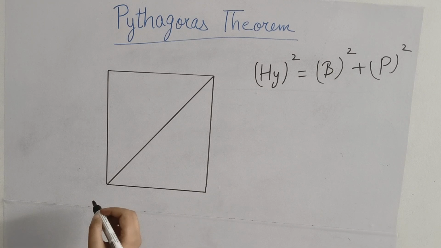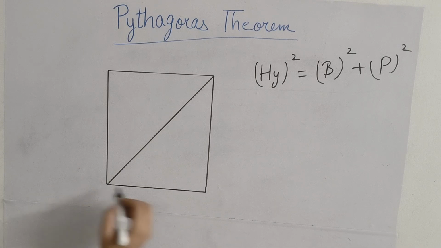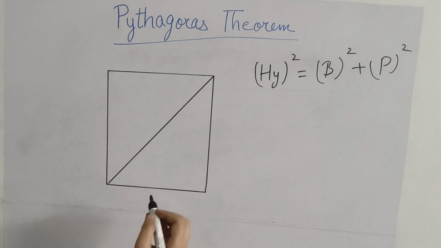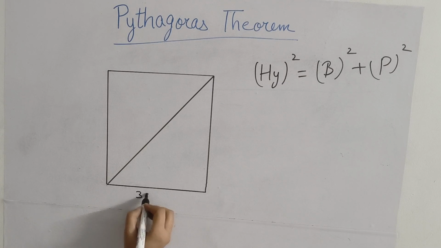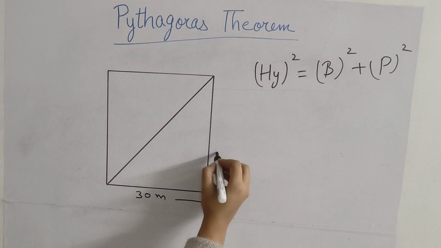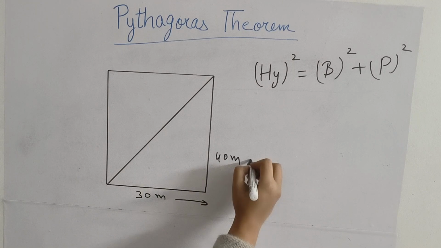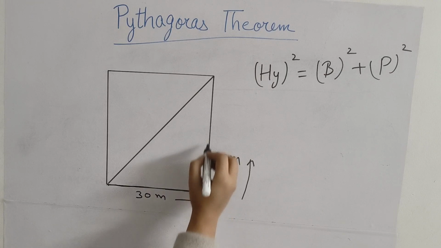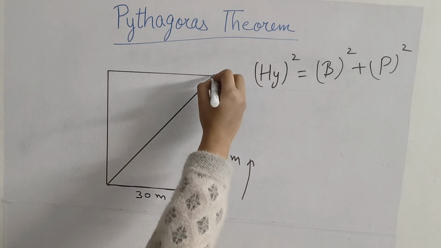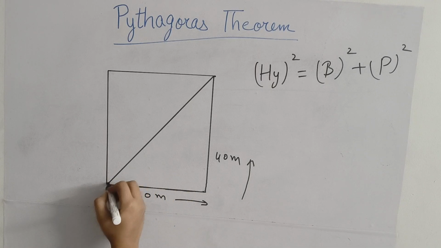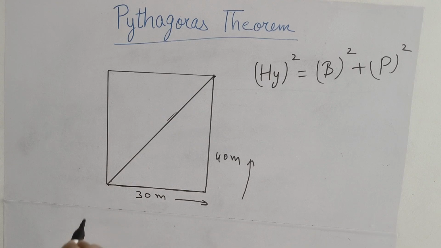Let's take another example. Imagine a park shaped like a rectangle. Now suppose I walk 30 meter towards east and then 40 meter north. So I'm starting from here, basically 30 meter towards east and 40 meter to north, and I've reached here. Now a bird flies directly from the start to the end. So this is the path followed by the bird.